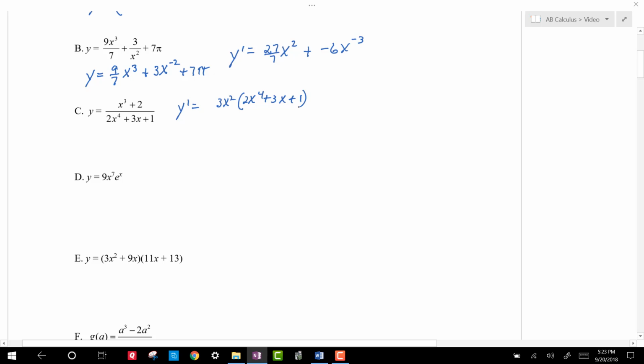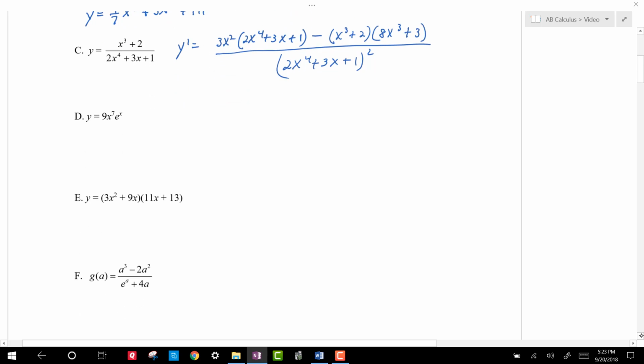and then we get minus, in this case, the numerator, which is x cubed plus 2, times the derivative of the denominator, that's 8x to the third plus 3, and then it's all over the denominator squared, so 2x to the fourth plus 3x plus 1, wrap that guy up in parentheses, put a squared there, and you're done.